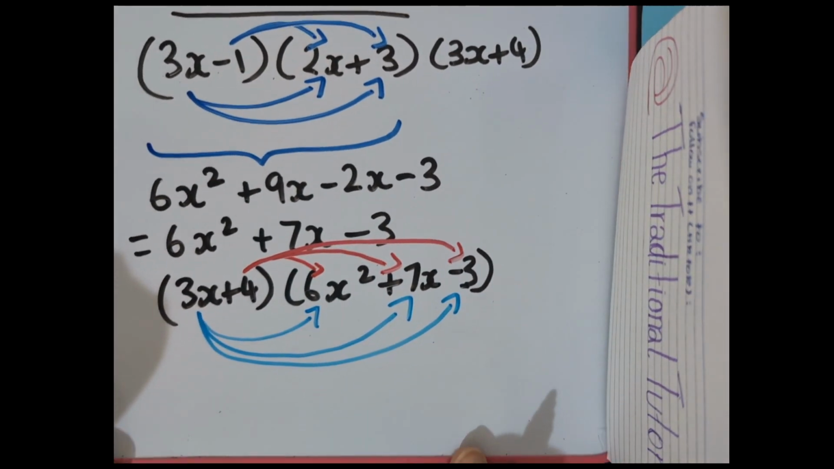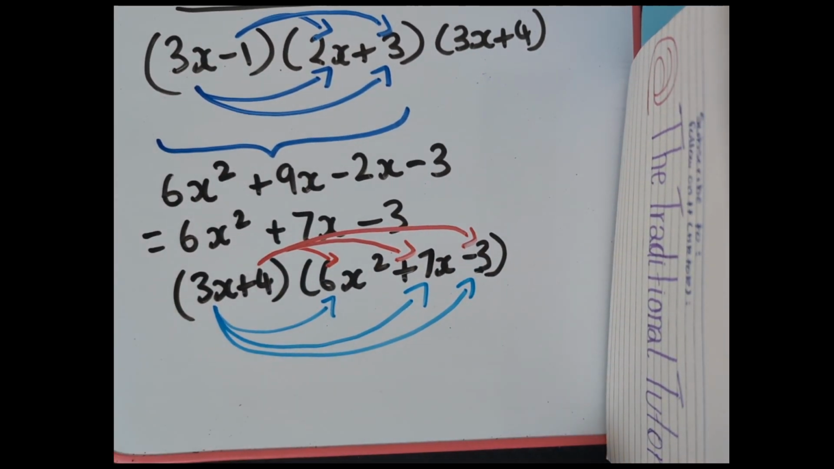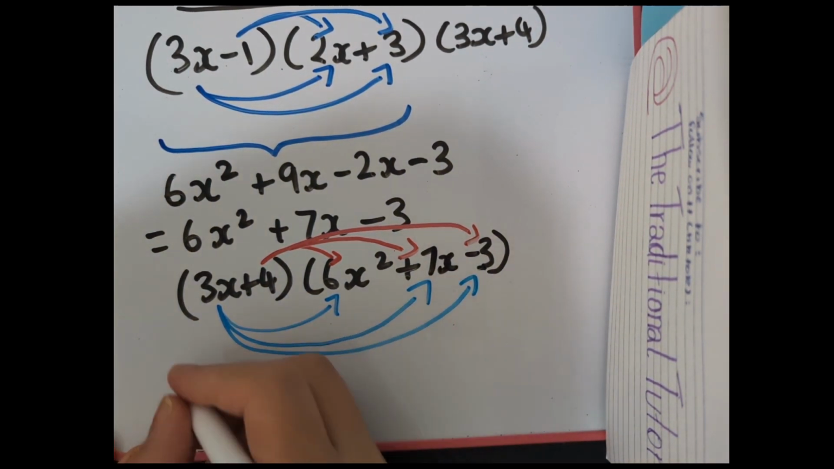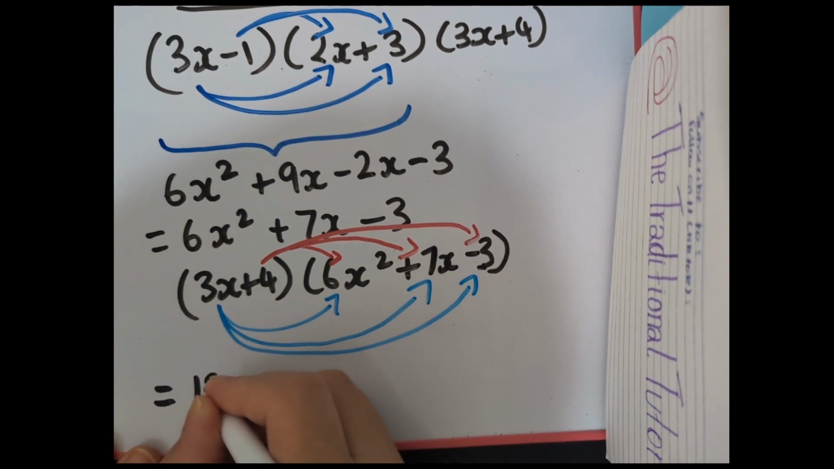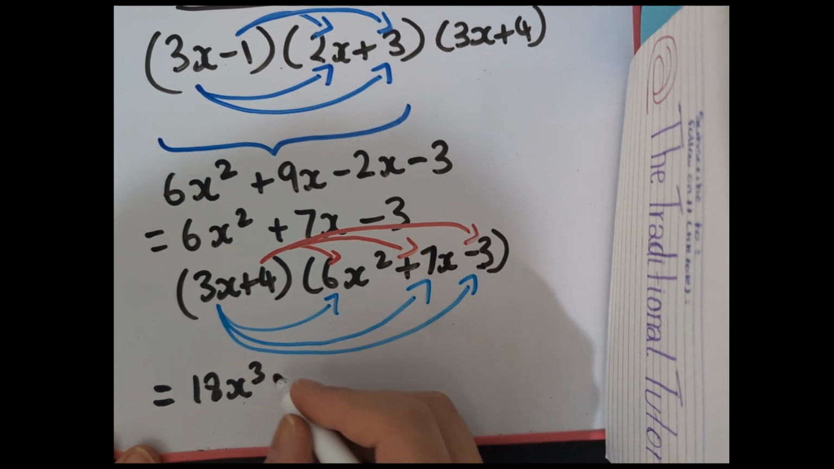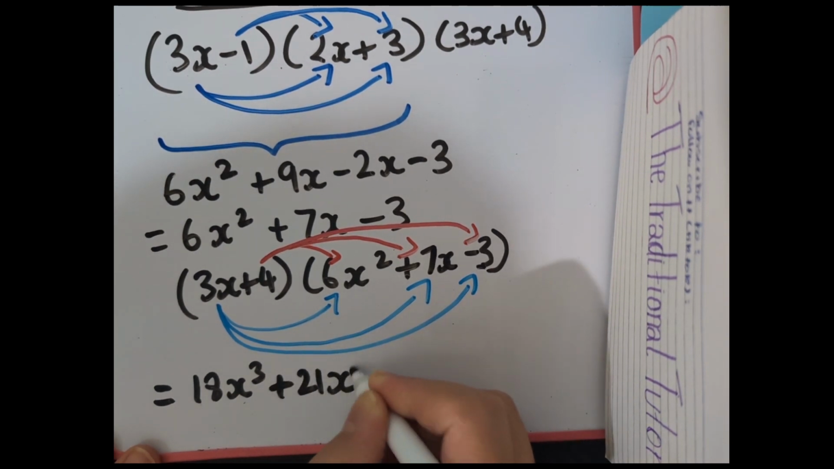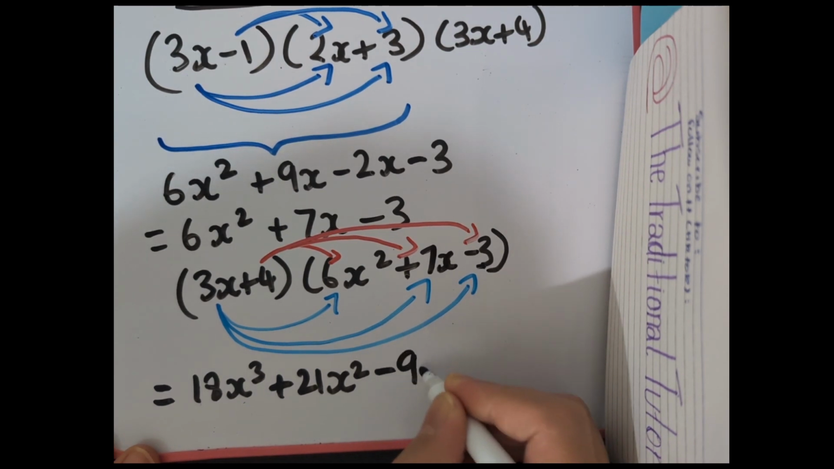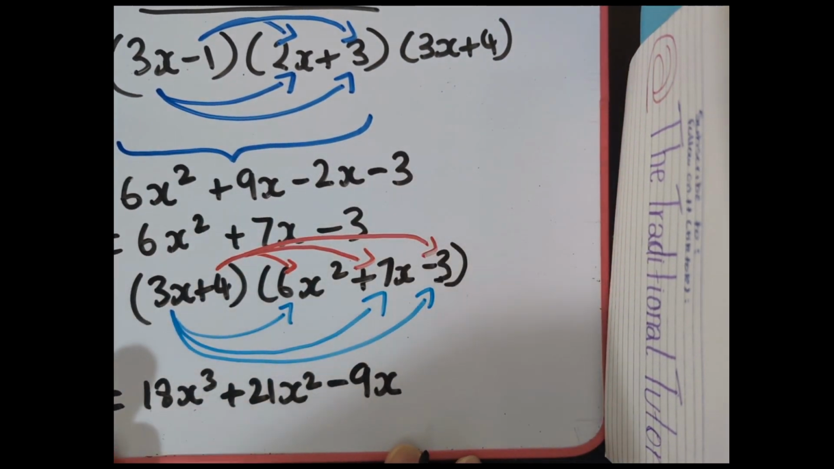And that's the set of brackets. Now just expanding them gives me 3x times 6x squared gives me 18x cubed. 3x times plus 7x gives me plus 21x squared. 3x times minus 3 gives me minus 9x. And then the plus 4 times by everything.